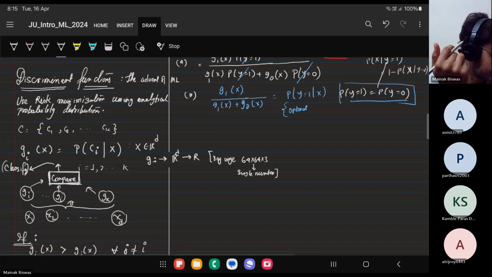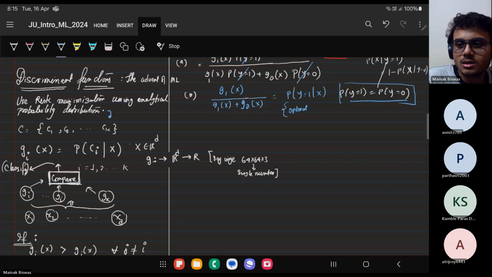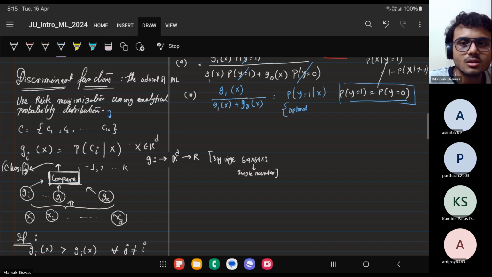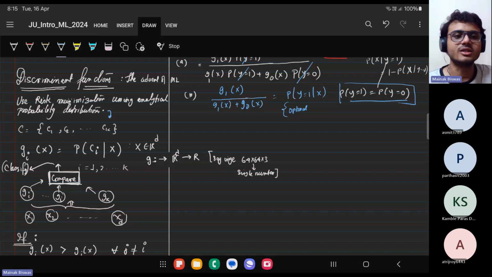So what does it say? What is going to happen is we use risk minimization using analytical probability distribution. You have classes 1 to k. So using the risk minimization technique, what we have seen last time, here we'll try to generate.